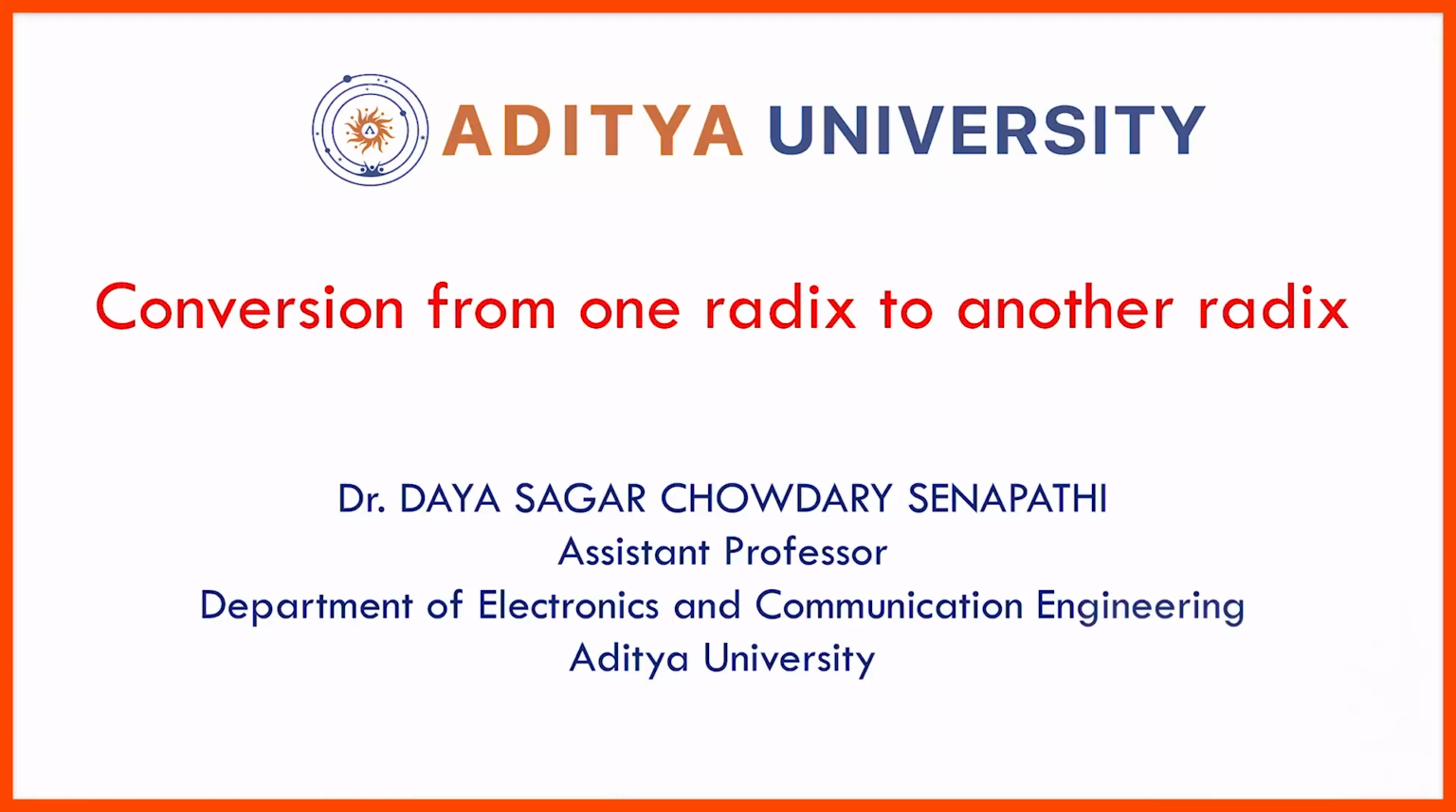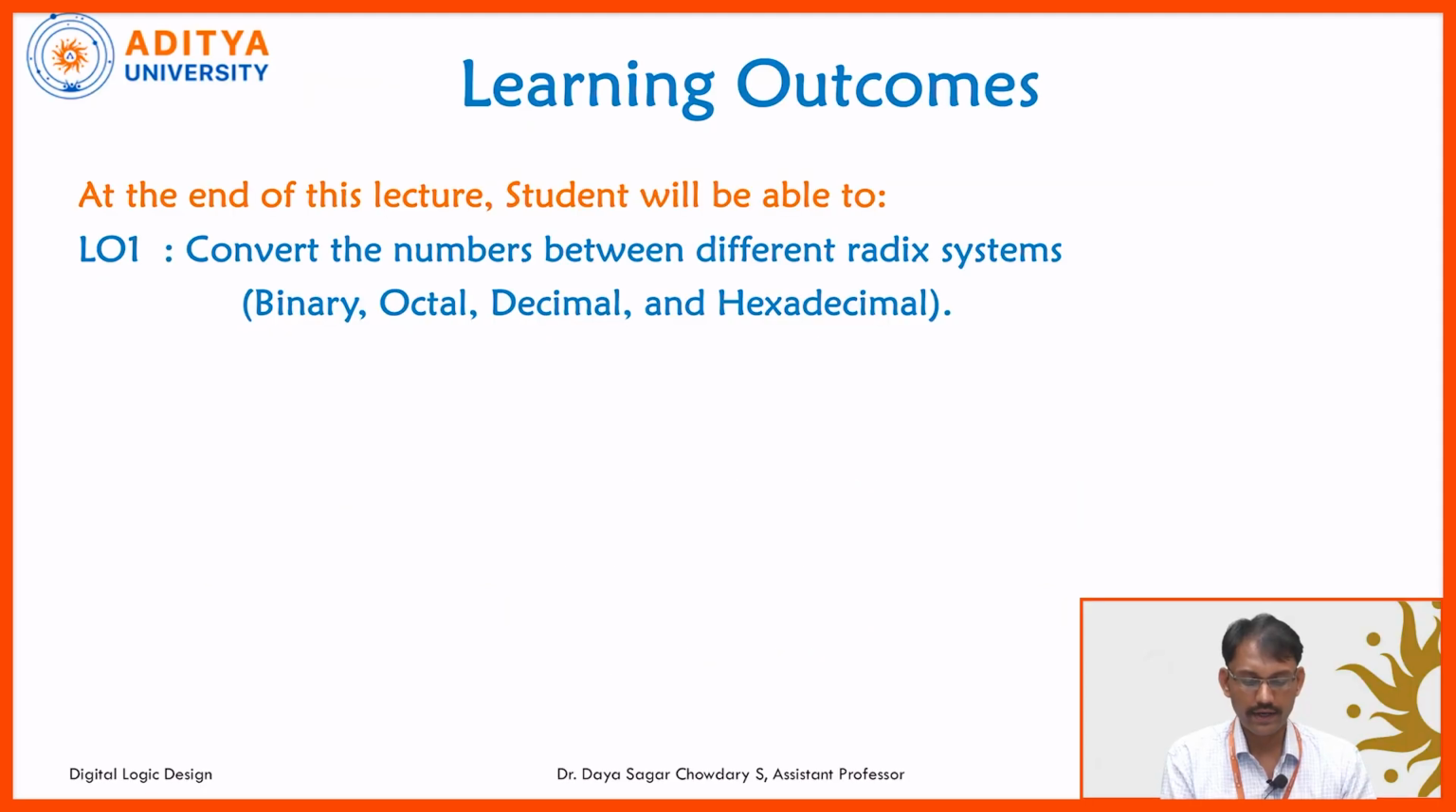So today our topic is conversion from one radix to another radix. So what is radix here? Previously we discussed about the base. Base is nothing but the radix. Also we can call base as a radix. So both are equal. And finally the learning outcome is to convert the numbers between different radix systems.